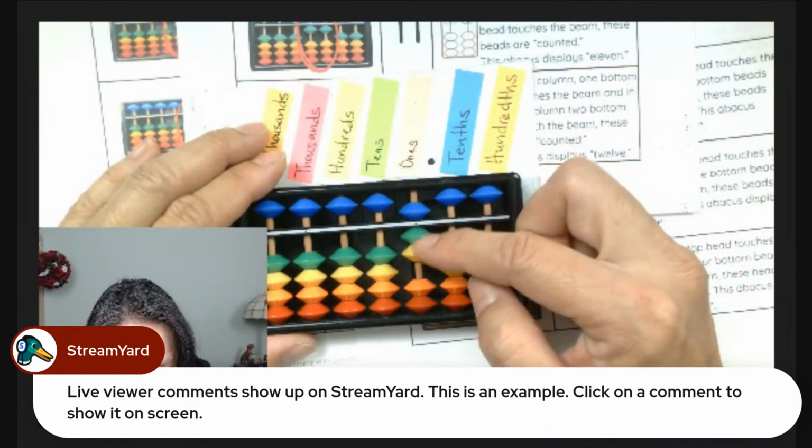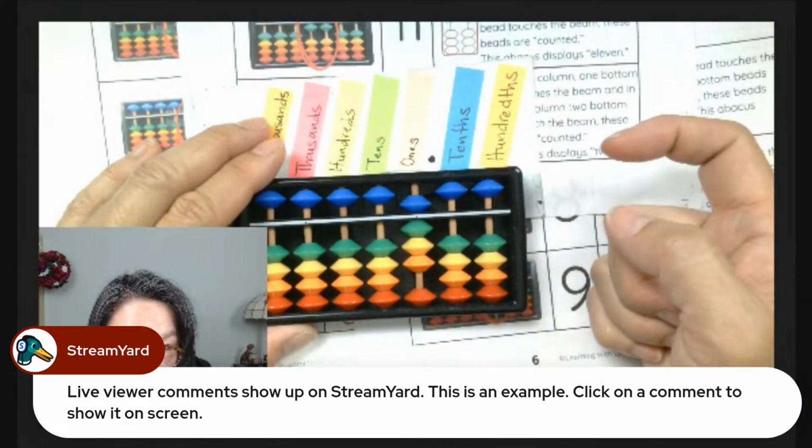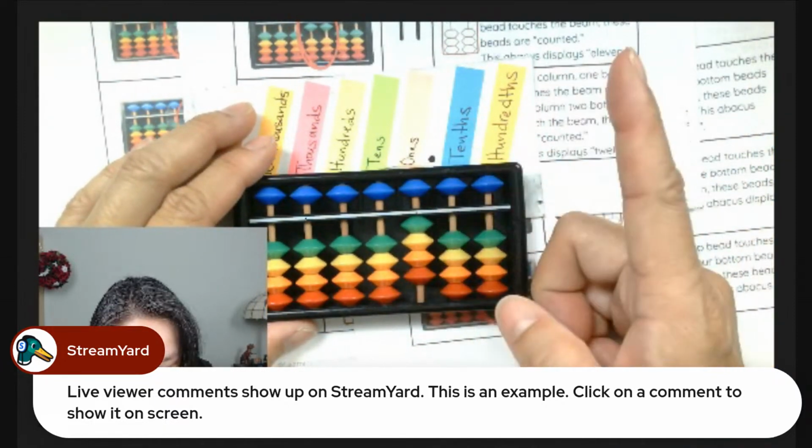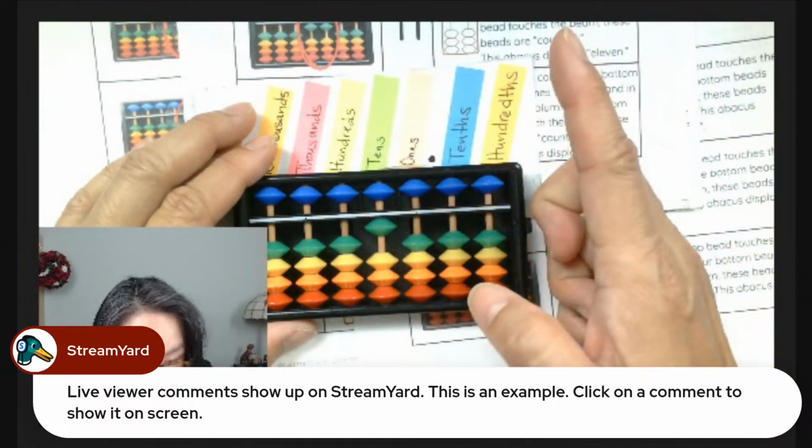So 5, 6, 7, right? So we have 3. When we have 3 and we add the 5, now we have 8. If I have 4 and I add the 5, we have 9.